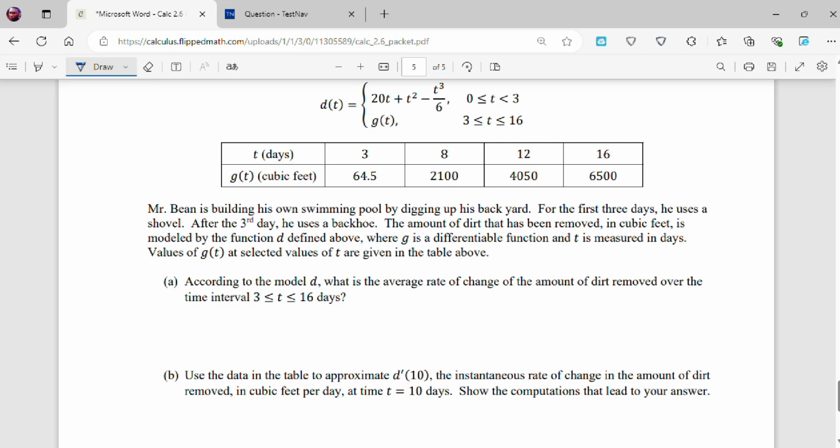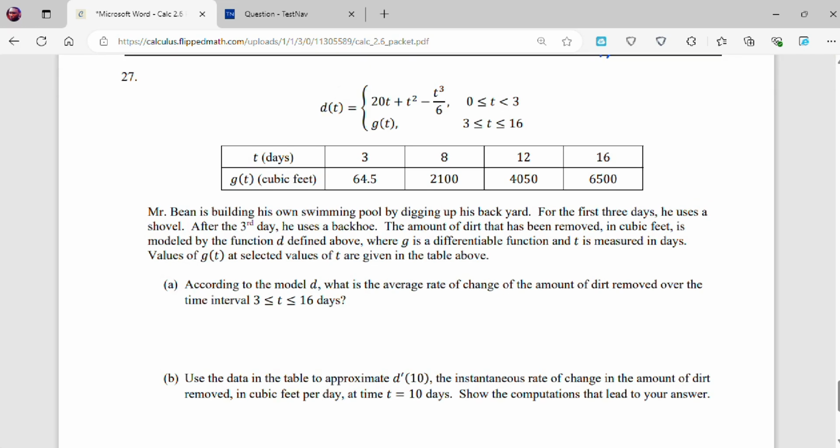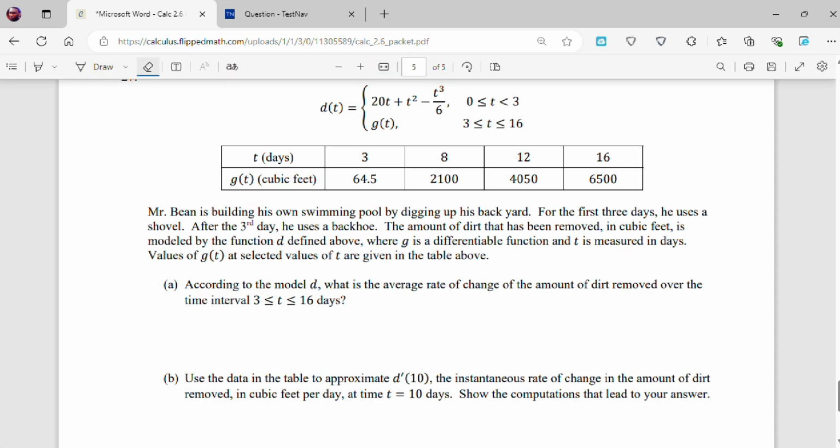Okay. We have a piecewise function and we have a table. Interesting. Part A. According to the model D, what is the average rate of change of the amount of dirt removed over the time interval 3 ≤ t ≤ 16 days? Okay. Average rate of change.